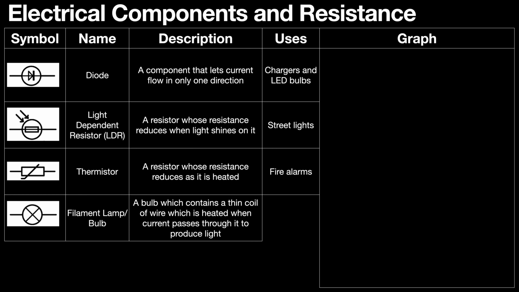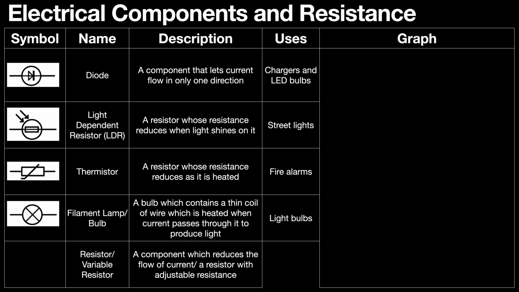Next, we have a filament bulb or a lamp. This bulb contains a thin coil of wire which is heated when current passes through it. As that happens, light is produced. And this is often used in light bulbs, however not so much anymore because they're so inefficient.